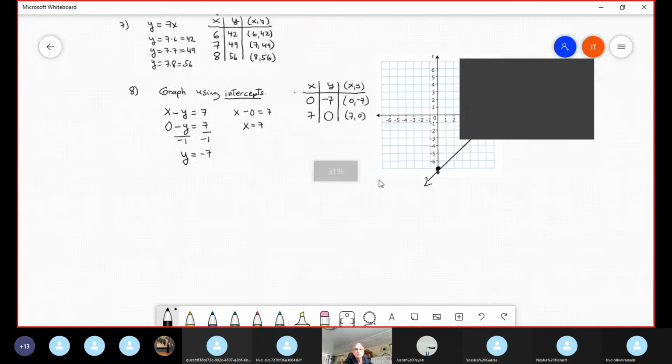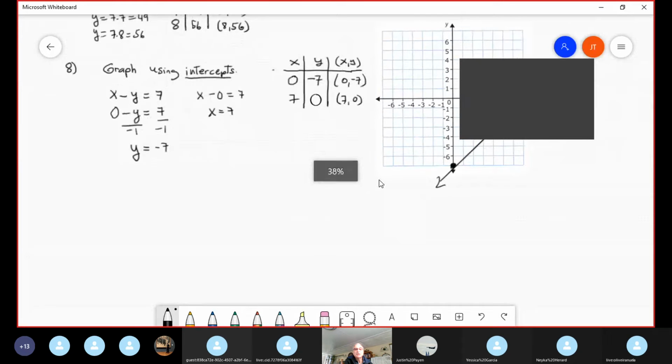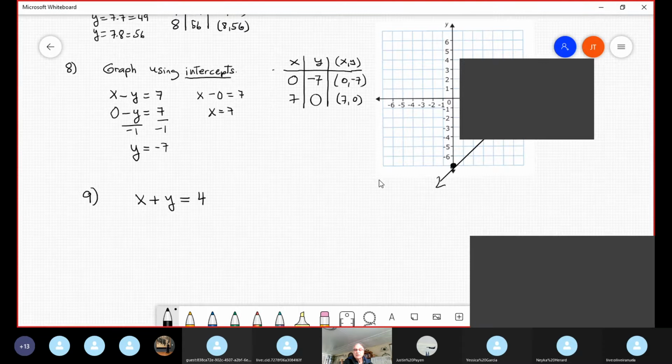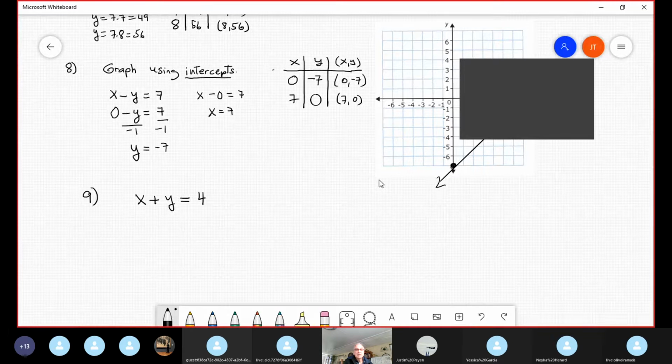Let's practice. Do the graph of the linear function using intercept. Number 9. Number 9 is x plus y equals 4. Okay. Again, same situation. x, y, x comma y. 0 in x, 0 in y.